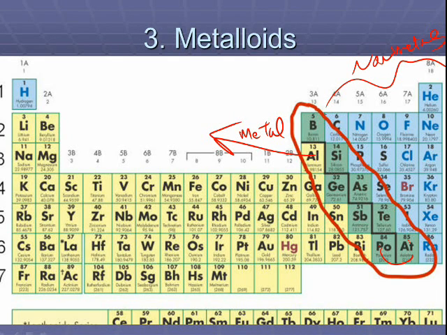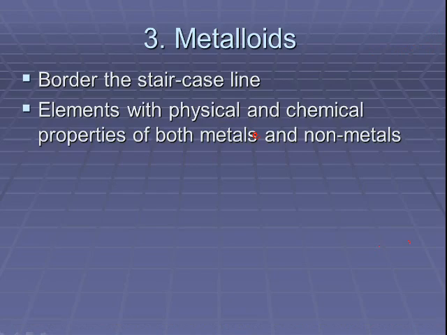Now, where are the metalloids? On the top of each of the staircases, or to the right of each of the staircase, and to the bottom, except aluminum is just a pure metal. So if you can remember, the elements surrounding the staircase are all metalloids, except aluminum, which is just a pure metal. So they are elements with both physical and chemical properties of both metals and nonmetals. So they have the same properties of both.